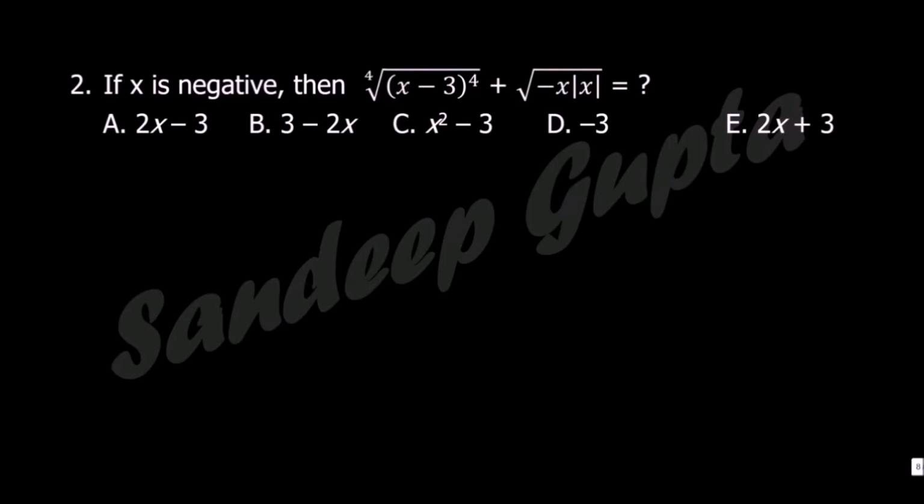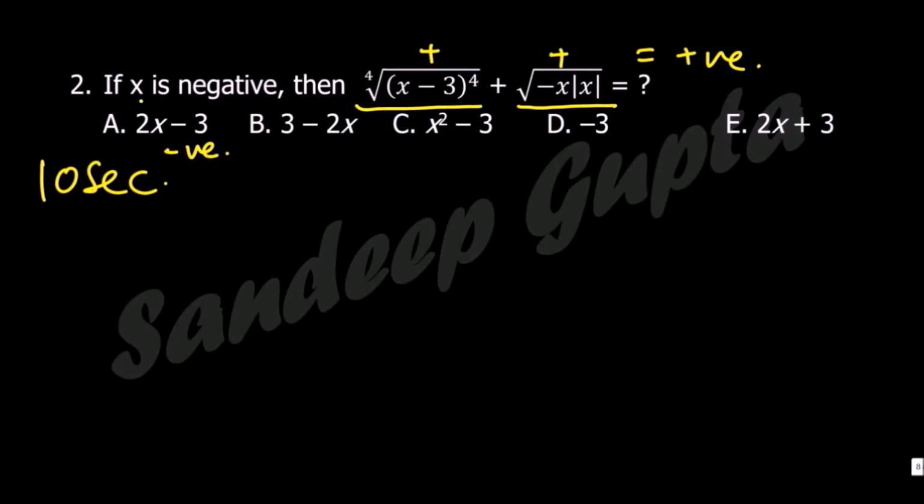Now let's see how to do this in 10 seconds flat. You should just know that this value will be positive and this value will be positive. So positive and positive, overall answer should be positive. So if x is negative, 2x minus 3 will always be negative. If x is negative, 3 minus 2x will always be positive. If x is negative, x square minus 3 can be negative.